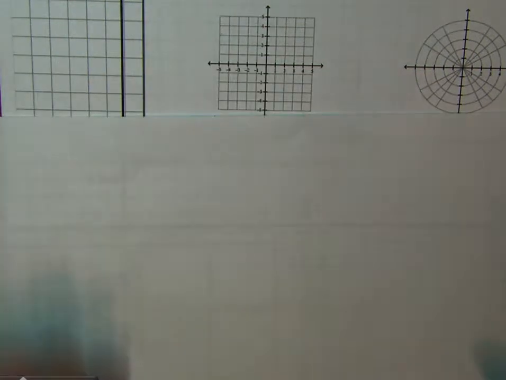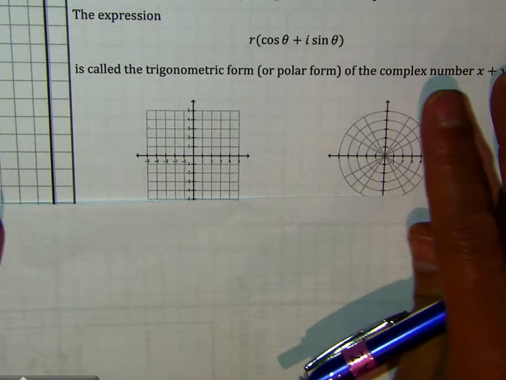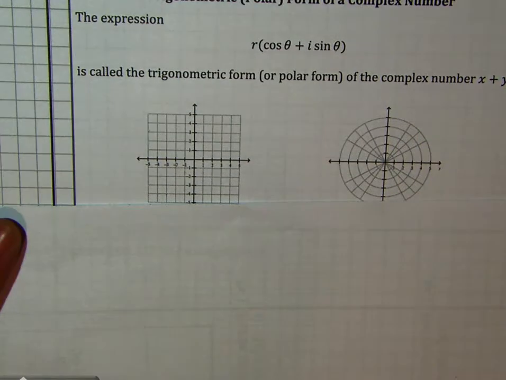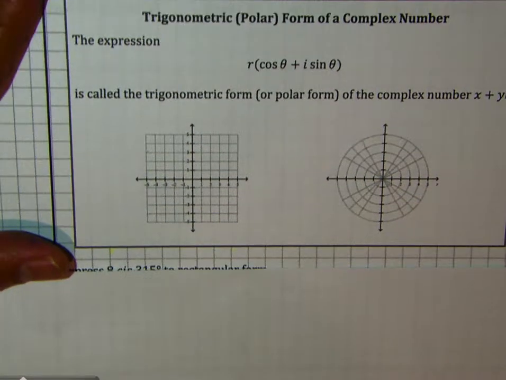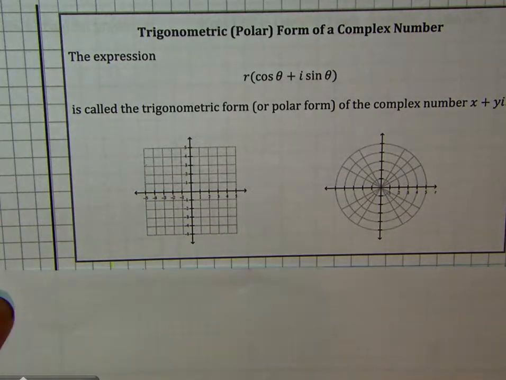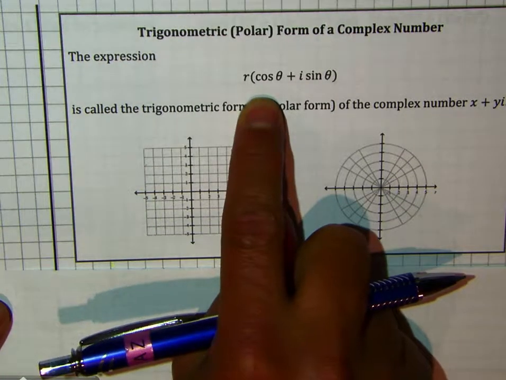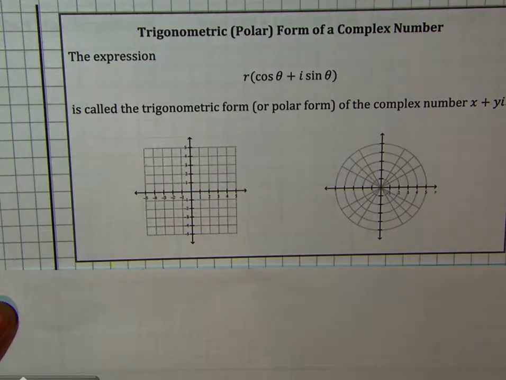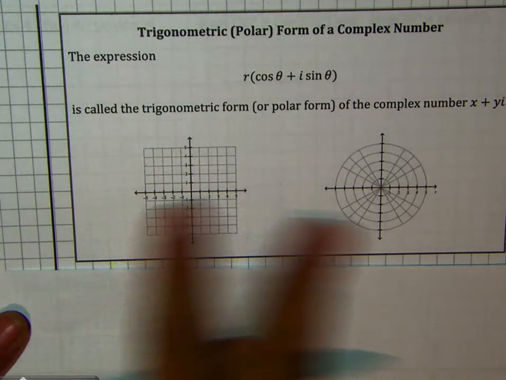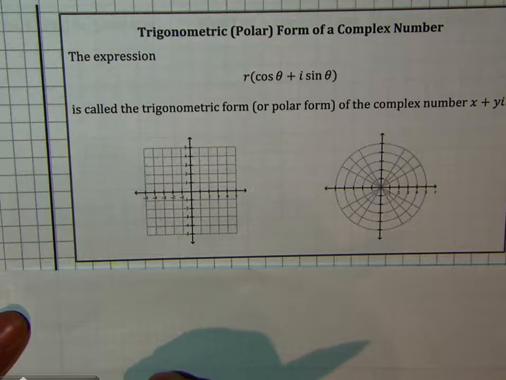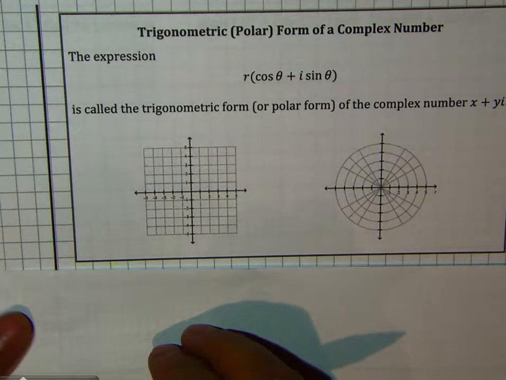On the next scale, we have the trigonometric polar form of a complex number. We're going to see it as follows. So take the time to glue it down, and then we'll continue once you're ready.